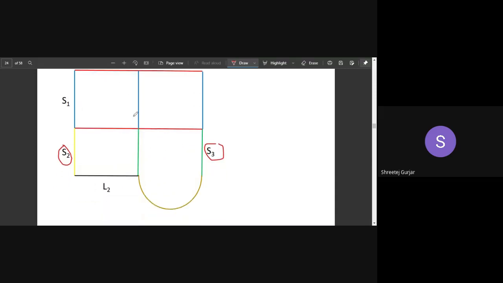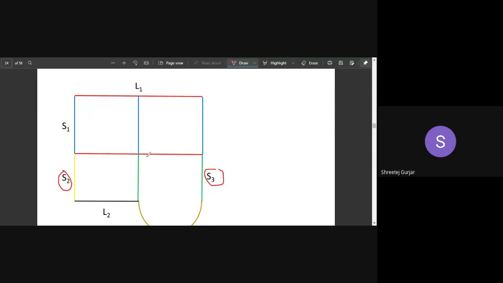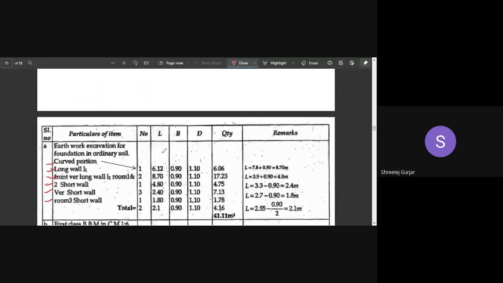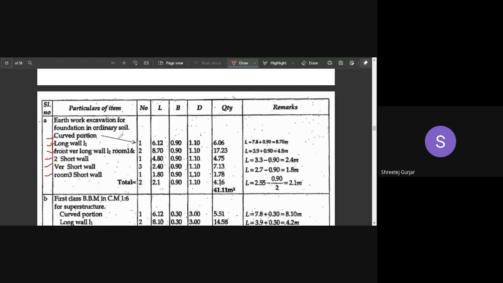Remember the numbers: L1 is 2 in number, L2 is 1 in number, S1 is 3 in number, S2 is 1 in number, and S3 is 2 in number. So remember this. The curved portion is over here, and it is only 1 in number. And I've told you long walls are 2 in number, L1, L2, S1, S2, and then this is S3.